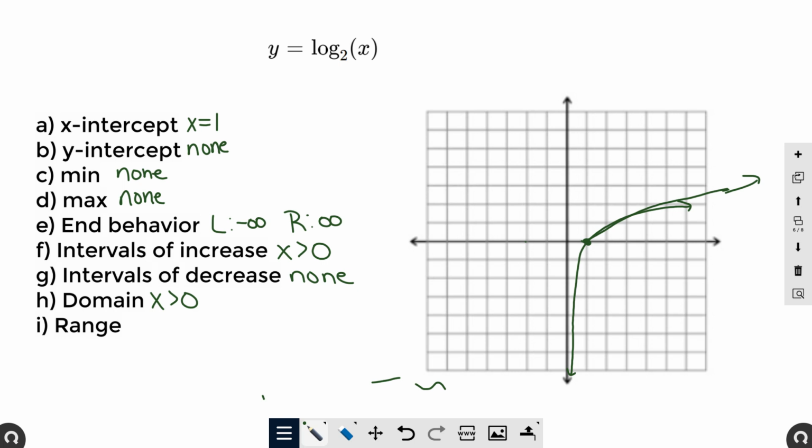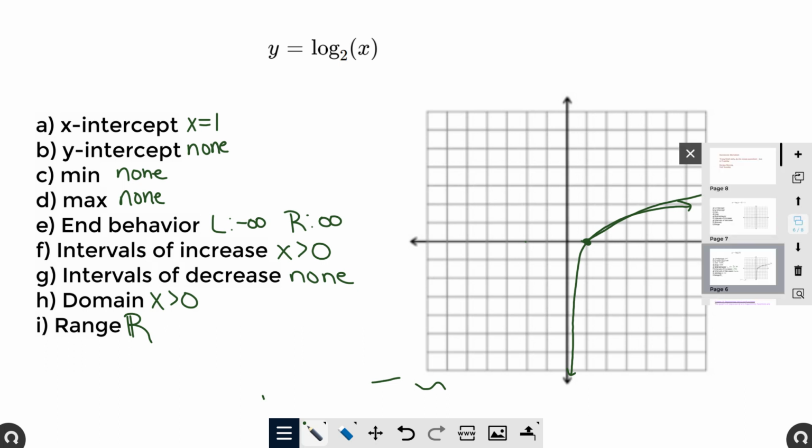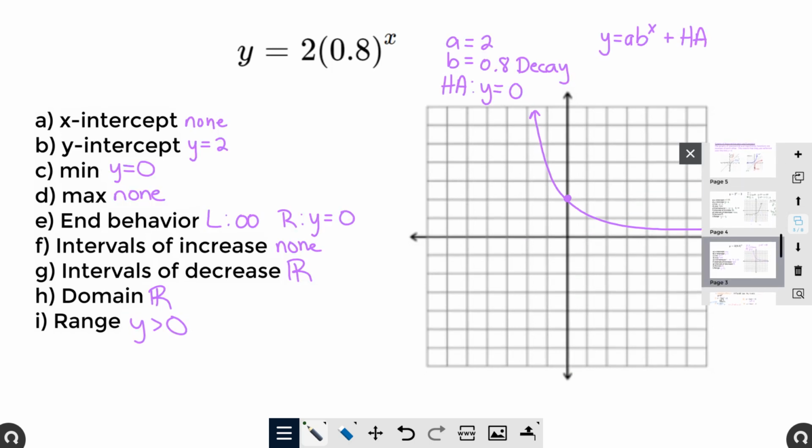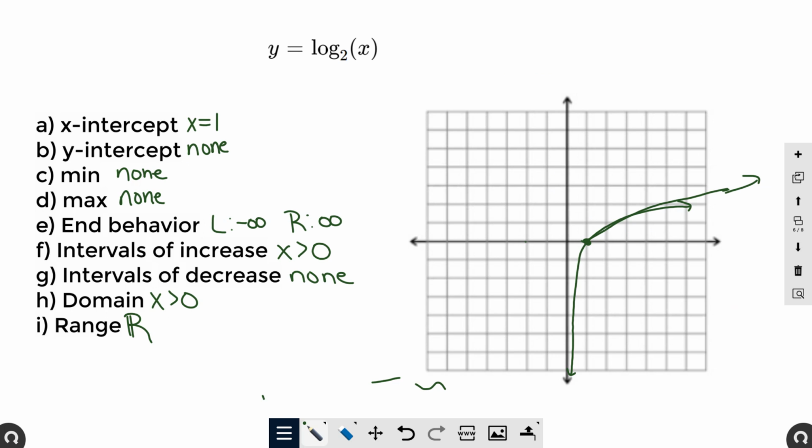Now, range is how far the graph is drawn up and down. Well, this one goes to infinity. So you would say all real numbers, because it goes down forever and it's going to go up forever. Now, compare this one to the first graph that you did. You notice that they are kind of reversed, right? If you compare it to the very first graph with our exponentials, we had all real numbers and y is greater than 0. When you graph logs, it's the inverse, which means these flip spots. x is greater than 0 and then all real numbers.